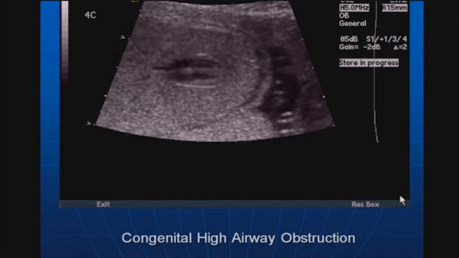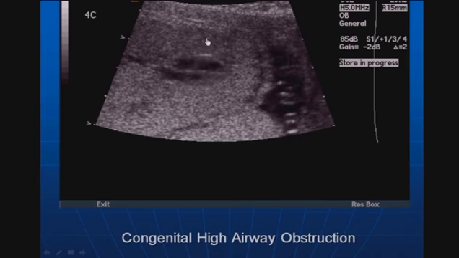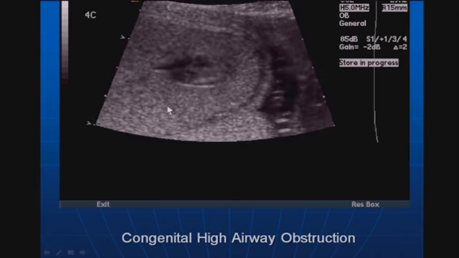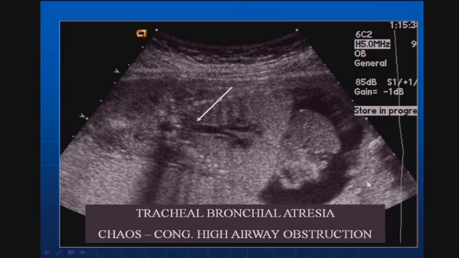And in this situation, there's congenital high airway obstruction, so we look at the heart. All this was lung that was overexpanded in this case. And if you look here, you can see the overexpansion of the lung. By this time, there was ascites. This is high airway obstruction or tracheal bronchial atresia, so the trachea and the bronchus are dilated and fluid-filled.